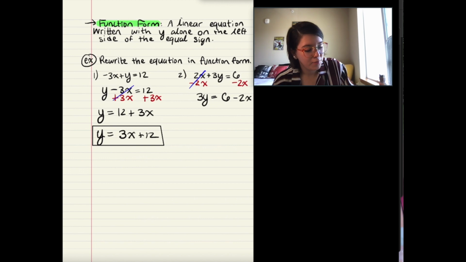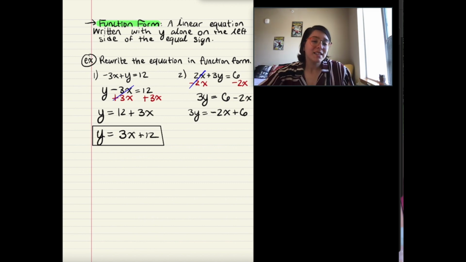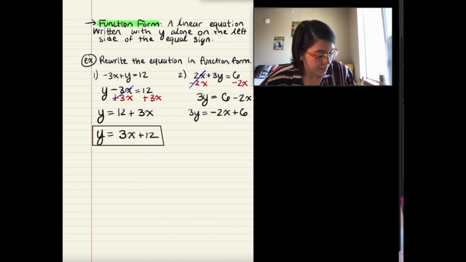And again, when we write lines, we prefer to have the x term in front. So I'll just flip these around. 3y is equal to, make sure that the negative comes with, so negative 2x plus 6. So again, just swap those two around. Y still isn't on its own, and that's because it's being multiplied by 3. So what's the opposite of multiplying by 3? Hopefully you said this, but we'll want to divide by 3.